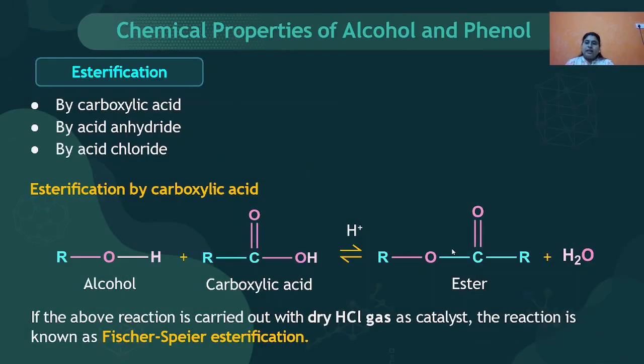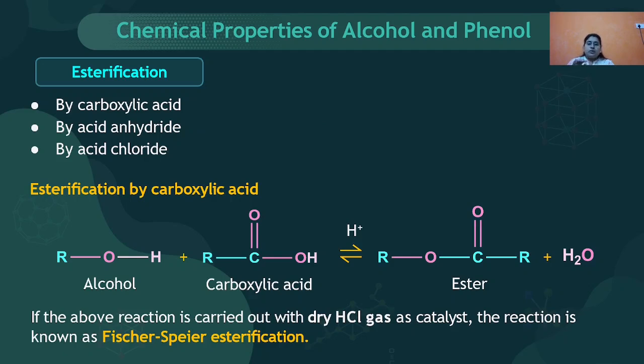Next one is esterification. Esterification is also a very important chemical reaction, and actually a very interesting one. Esterification is a type of reaction by which esters can be produced. Esters can be produced from a carboxylic acid, an acid anhydride, and also an acid chloride. When one of these three compounds is treated with alcohol, they lead to the formation of ester along with water as a byproduct.